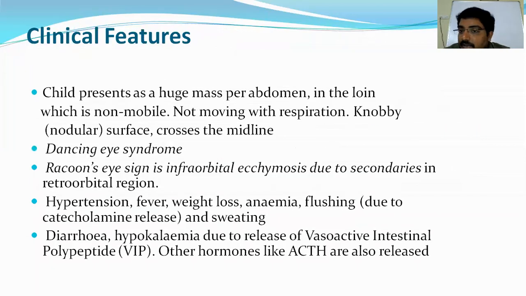And the clinical features: the child presents with a mass in the abdomen and in the loin, which is non-mobile and not moving with respiration. It has a nodular surface and crosses the midline. Also dancing eye syndrome, raccoon eye sign, hypertension, fever, weight loss, anemia, sweating and flushing, diarrhea, and hypokalemia due to release of vasoactive proteins. These are the clinical features.